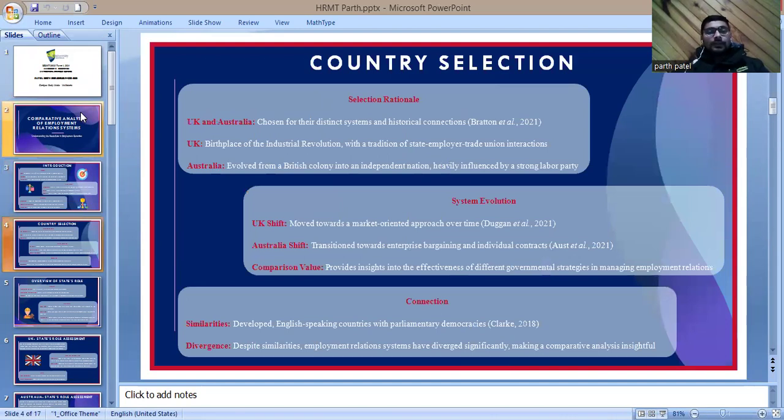The country selection. As their country selection, UK and Australia. The UK and Australia were picked for a comparative study of the state, particularly in employment relations, because of their fundamental differences and historical associations.